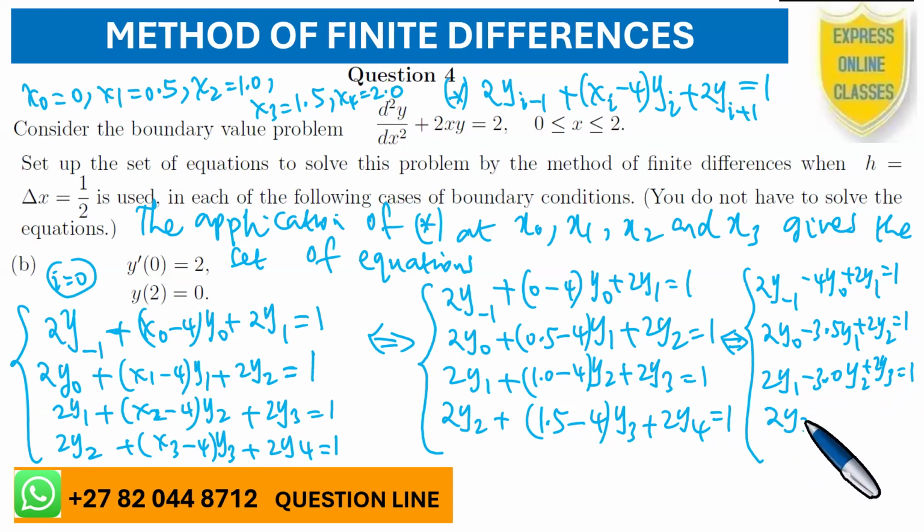Which is 2y2. 1.5 minus 4, it's a minus 2.5 y3 plus y4, we already know it's 0. y4 is 0. And the result is a 1.